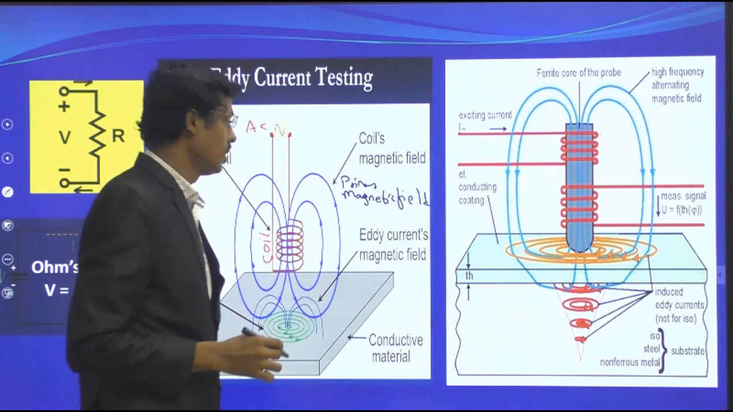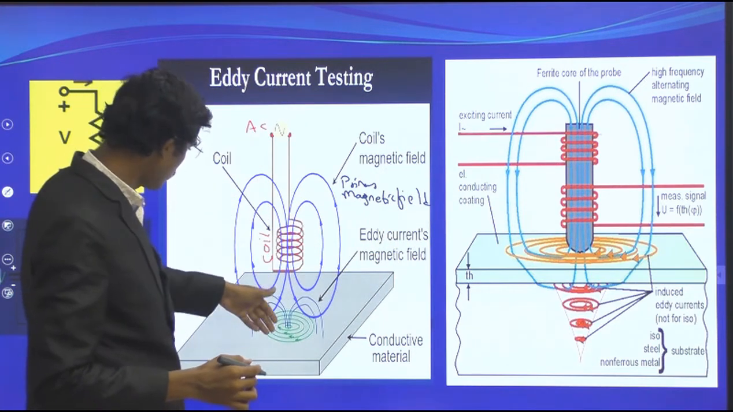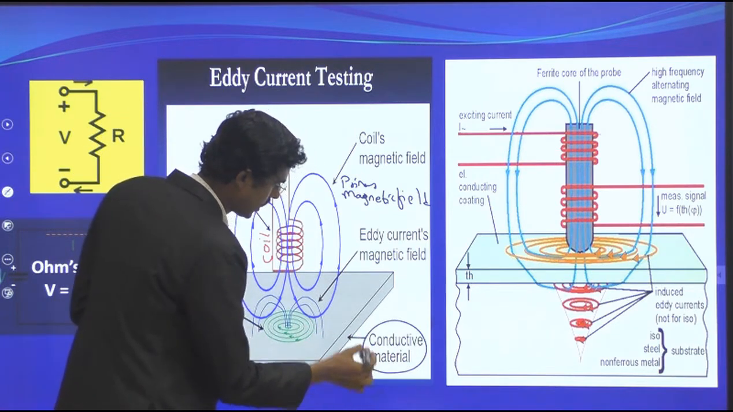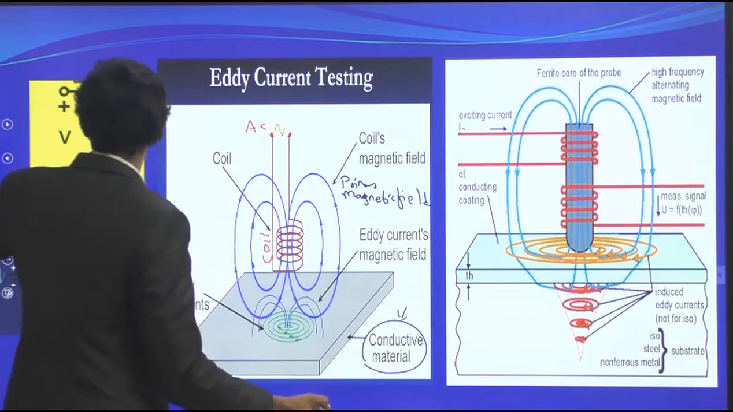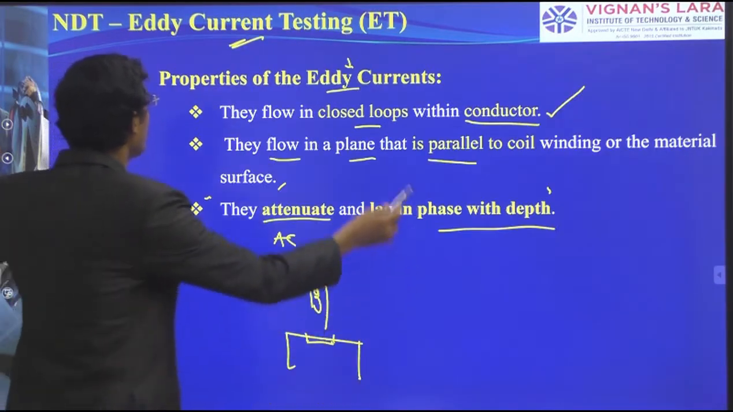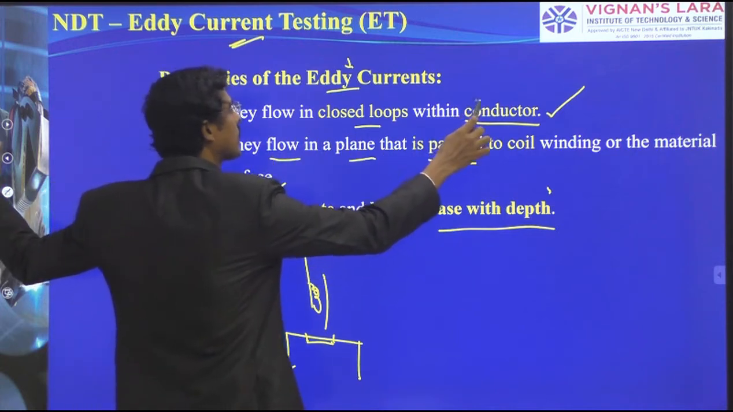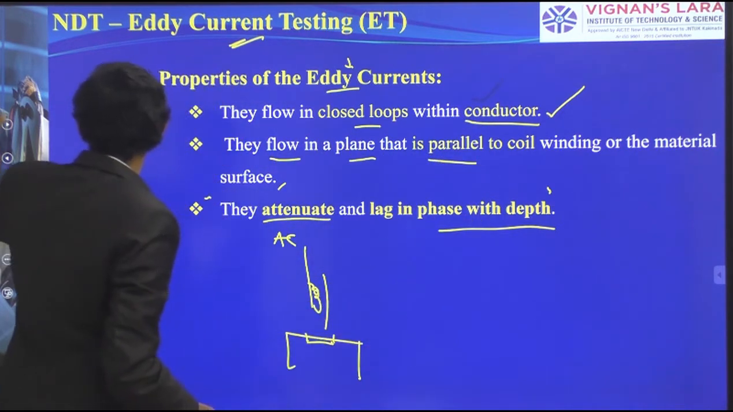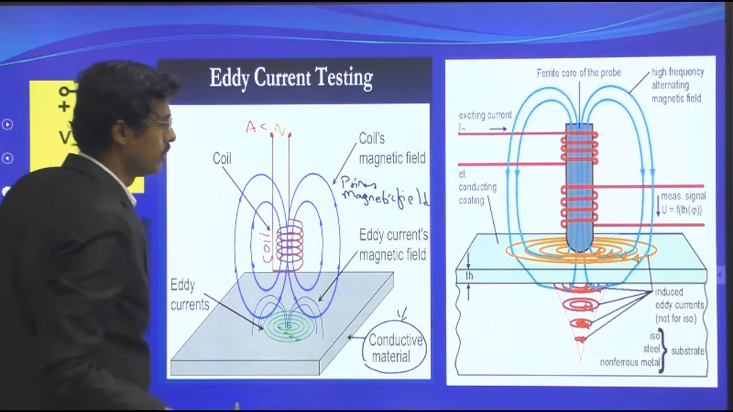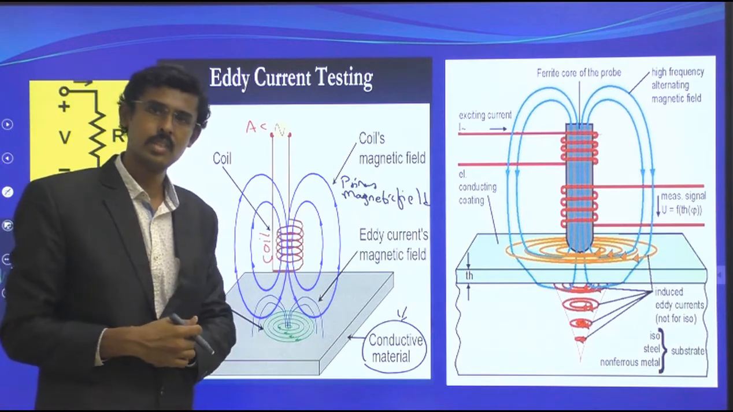Magnetic field. And this primary current is passing over the specimen, which is a conductive material. See, this is also conductive. That is the property mentioned: it has to be a conductive material. The flow is a closed loop within the conductor only, not in any other non-conductive material. Due to this, what happens?